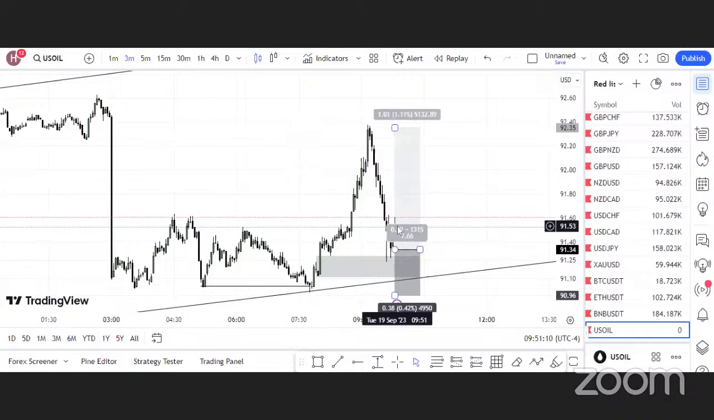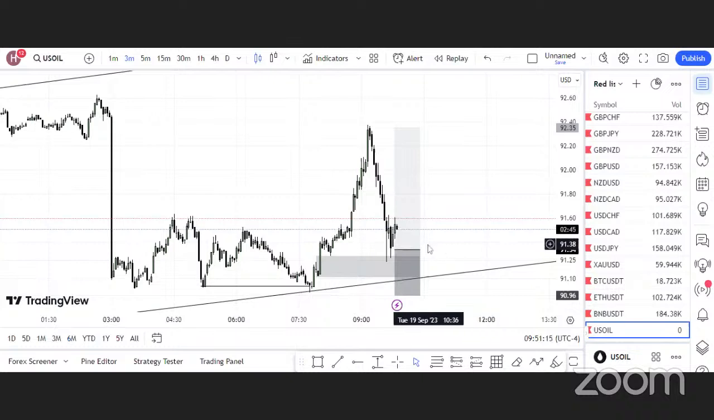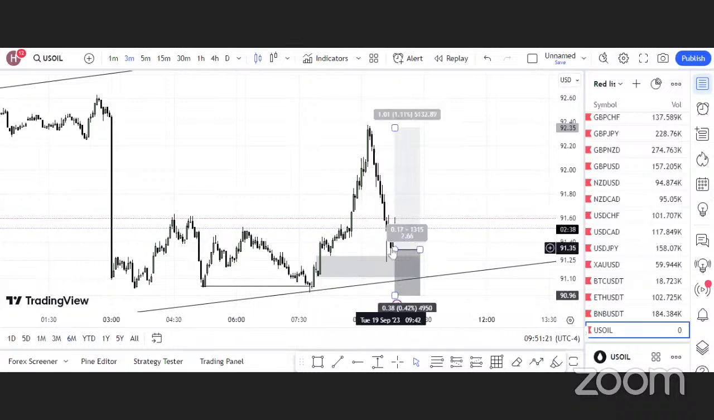So immediately this triggers here, we are going to take a buy entry. We are going to be buying. So what we are waiting for right now is for this market to move down here, to this area.